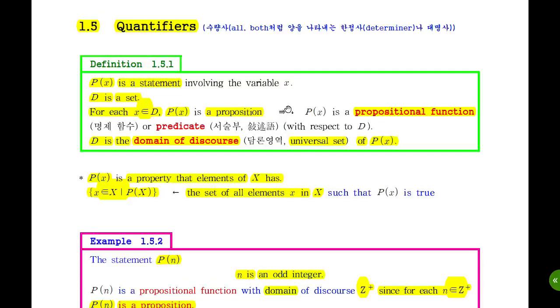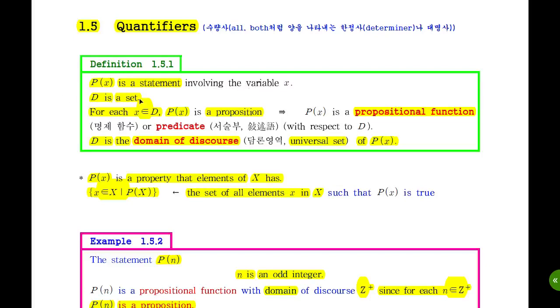Okay, we have covered sections in chapter 1, and now we continue with section 1.5, quantifiers. Quantifiers. Here, P of x is a statement involving the variable x.